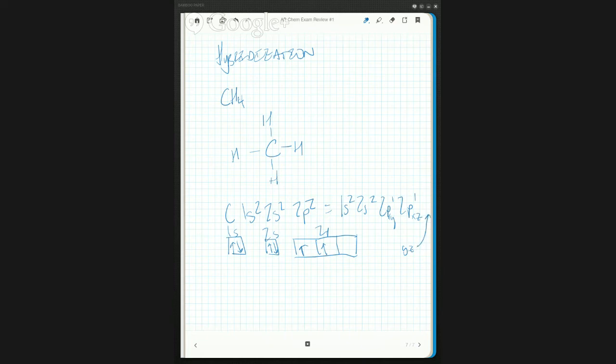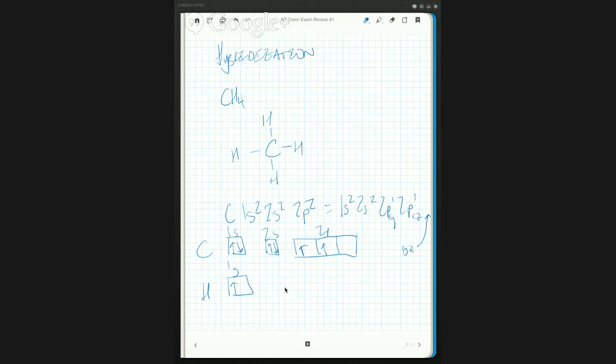That would be the last one if it was 2p0, to show that there's nothing in there. Okay. So now what's happening is that this is carbon, and carbon is bonding with hydrogen, which has just 1 electron. So its 1s is just 1 electron, and so it wants to pair up.